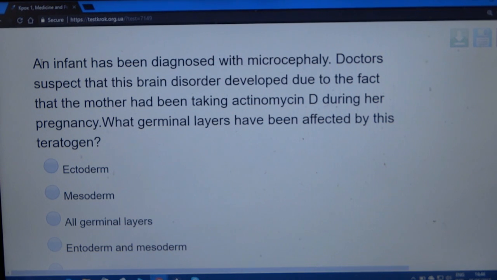An infant has been diagnosed with microcephaly. This is a medical condition in which the brain does not develop properly, resulting in a smaller than normal head. Doctors suspect that this brain disorder developed due to the fact that the mother had been taking actinomycin D during her pregnancy. What germinal layers have been affected by this teratogen?